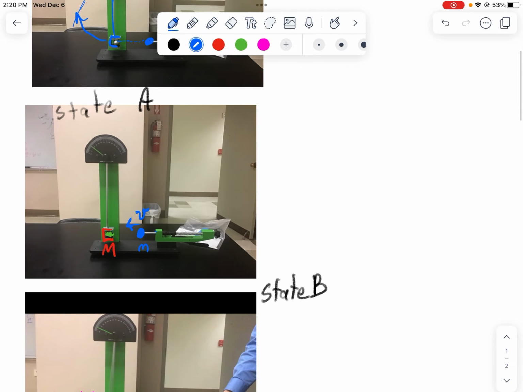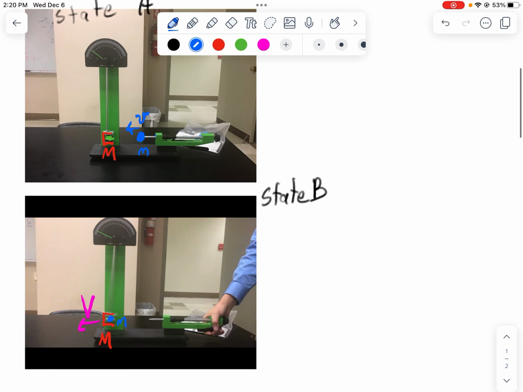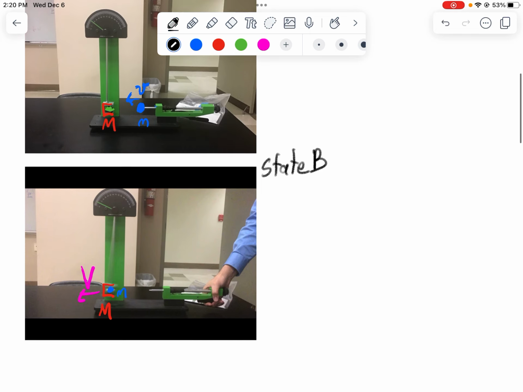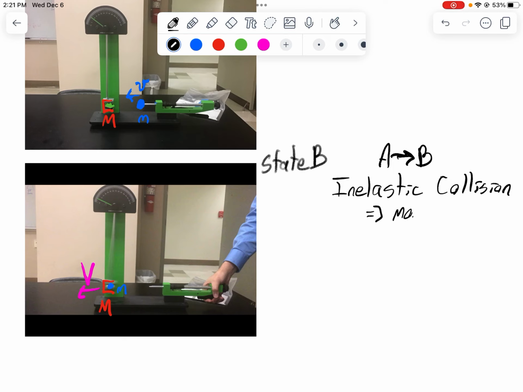So when we are calculating things between these states, we need to make note of what is conserved. So between state A and B, we have an inelastic collision. And you surely remember that in an inelastic collision, momentum is conserved.